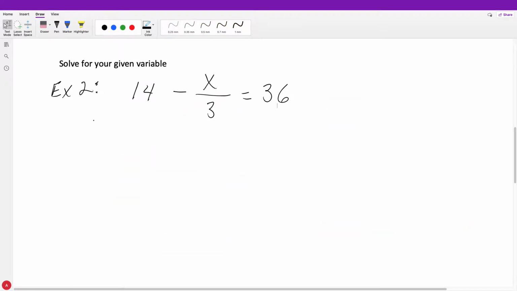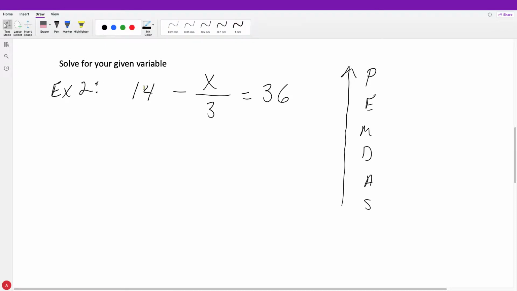All right, so for our second example, we have 14 minus x over 3 is equal to 36. So once again, I see there's multiple operations, so let me go ahead and write my PEMDAS out. And I'm just reminding myself I'm going in a reverse order. And now let me figure out what actually is being done to this.